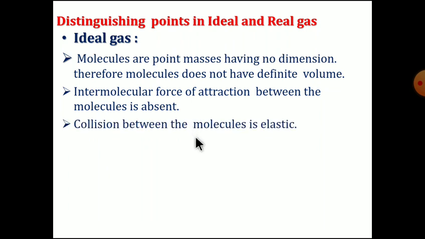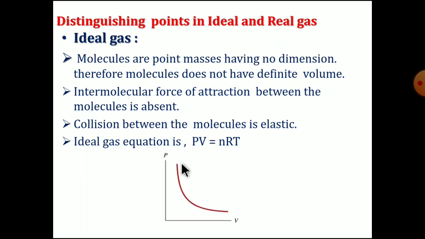The collision between the molecules is elastic, and therefore we write the ideal gas equation for n moles of gas: PV = nRT, where n is the number of moles, R is the universal gas constant, and T is the absolute temperature. If we plot the graph of P versus V, the nature of the isotherm is a hyperbolic curve.